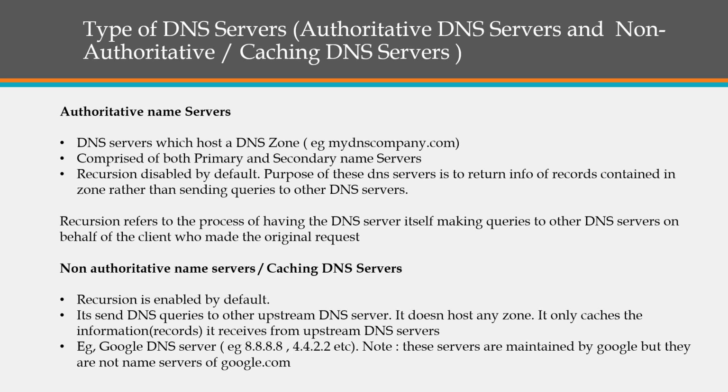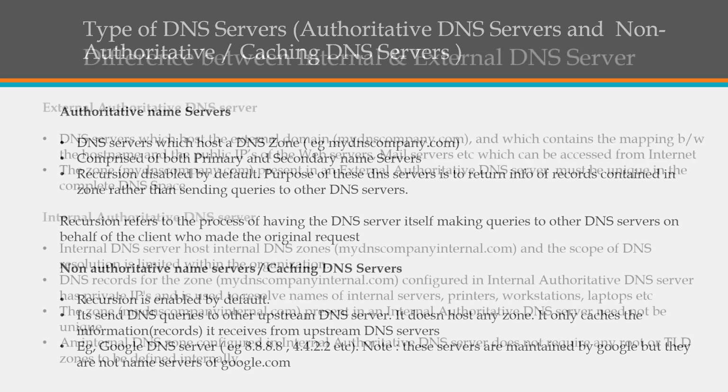An example of a caching DNS server is a Google DNS server, which I believe most of you might have heard of. Please note that these servers are maintained by Google, which is why we call it a Google DNS server, but these are not the name servers of google.com. So if you have been following this video closely, you should be able to understand what a name server is. I hope you understood the difference between an authoritative name server and a non-authoritative name server or caching DNS server, and the purpose of both of them.